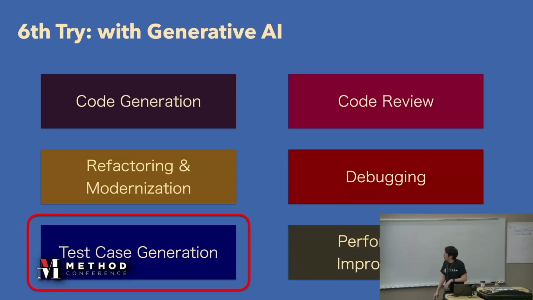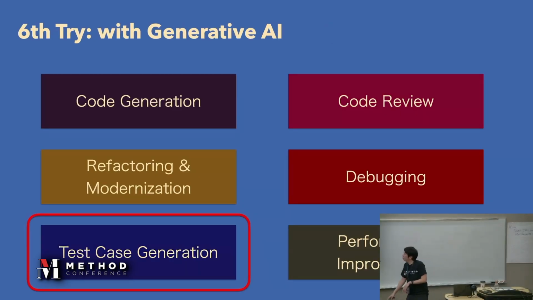Okay, let's move to the next case, test case generation. Testing is essential for app stability. But creating test code requires some time to prepare. And using generative AI, we can cut down this test case preparation.